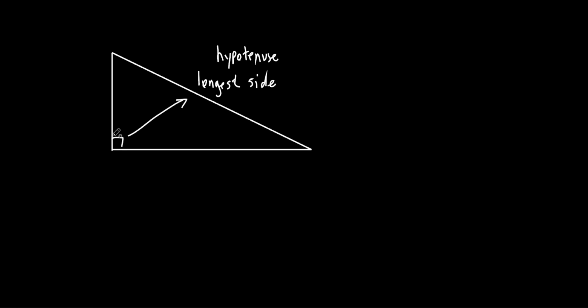Always. Why? Because it's opposite the biggest angle, right? And so the side that's opposite the biggest angle is always going to be the biggest side. If it's a right triangle, it always has to be the hypotenuse. That makes sense, doesn't it? All right, and you probably knew that already. You probably knew the hypotenuse was always the longest side, but maybe you didn't really know why. Now you know why, okay?